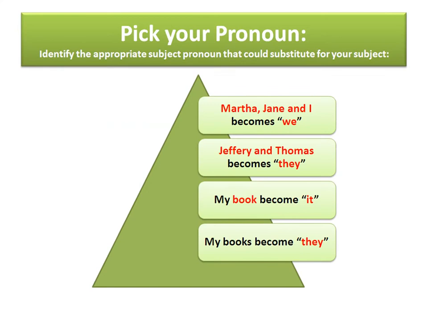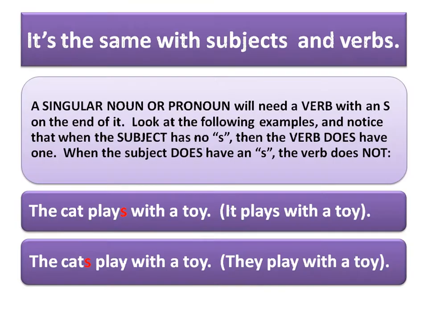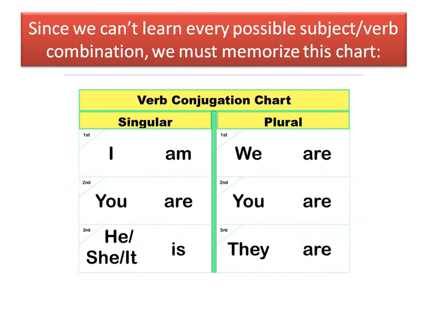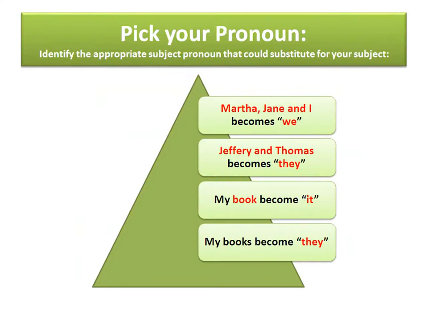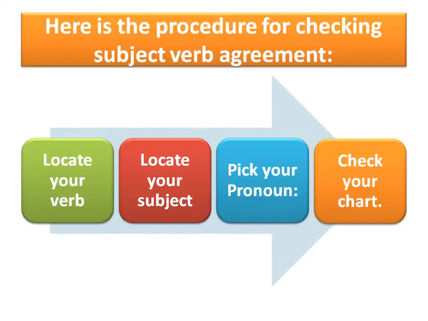If you are working with a sentence that says Jeffrey and Thomas as a subject, Jeffrey and Thomas becomes they. If we are trying to find out what Jeffrey and Thomas would get for a verb, we check our chart after we have picked our pronoun. So we pick our pronoun, they, and we check our chart. They are. My book becomes it. It is.